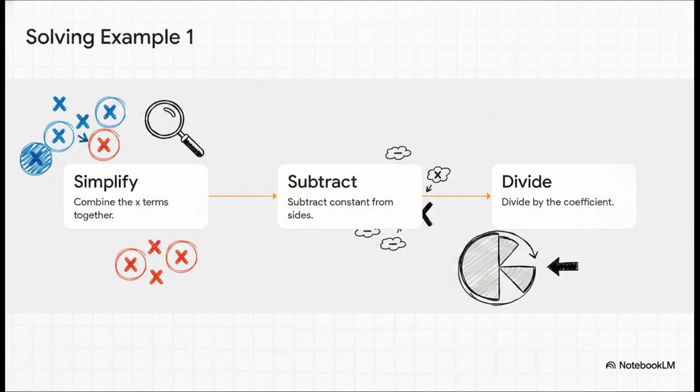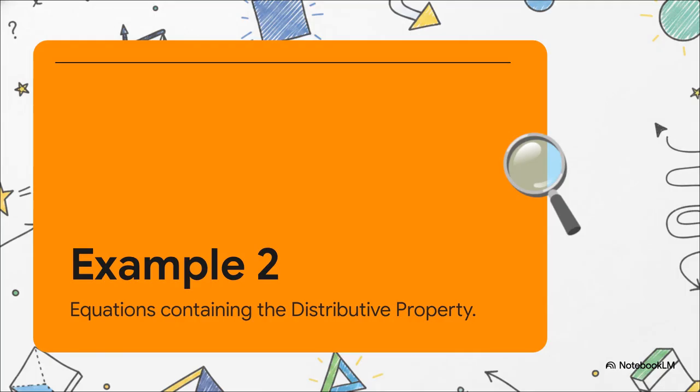First, we subtract the constant from both sides to get the variable term all by itself. Then, finally, we divide both sides by the coefficient, the number attached to the x, to completely isolate the variable. See how that works? Step by step, the complexity just melts away. Let's move to our next simulation. Example 2 focuses on equations containing the distributive property.